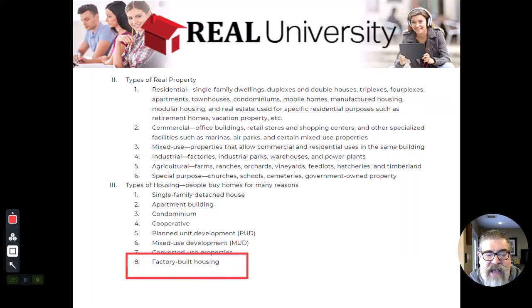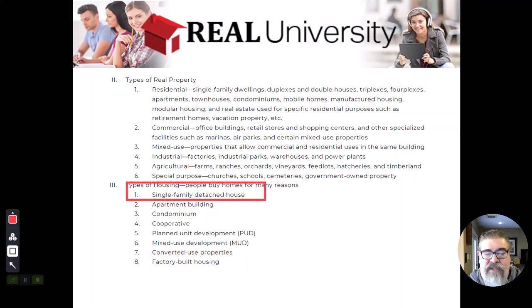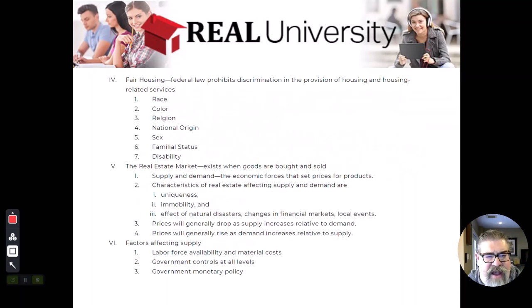Factory built housing. There's not a lot on the exam, so I kind of skipped this section. Understand that now a lot of these new home builders actually build them in a factory. They may build the trusses and the walls and all that, and then they ship them to the location on site, and then they just stand the wall up and stand the wall up and go, ta-da, we're done. Okay? Not a lot of conversations on that.